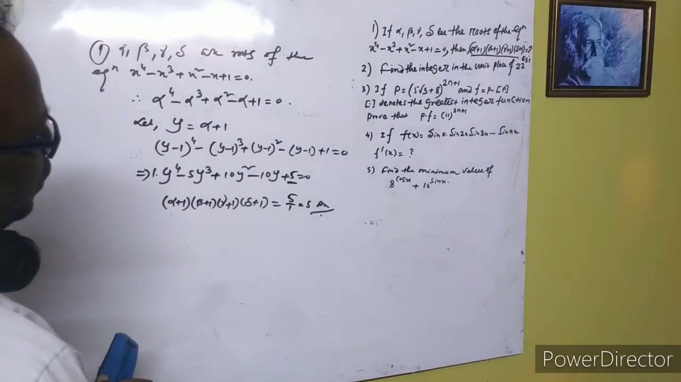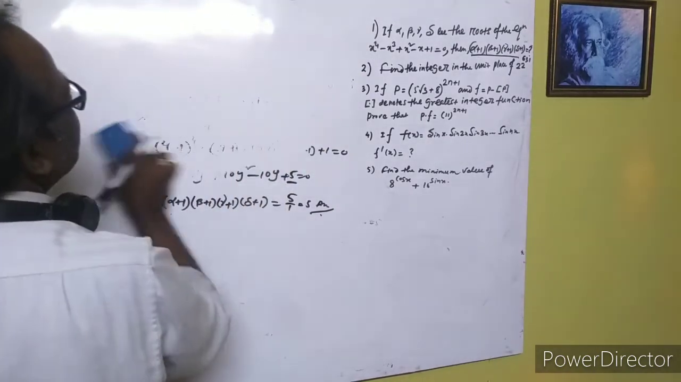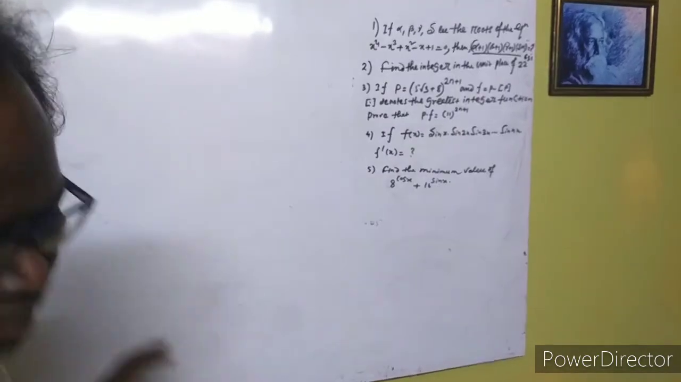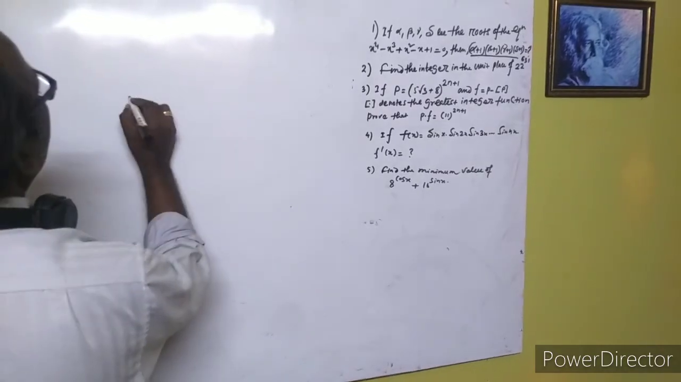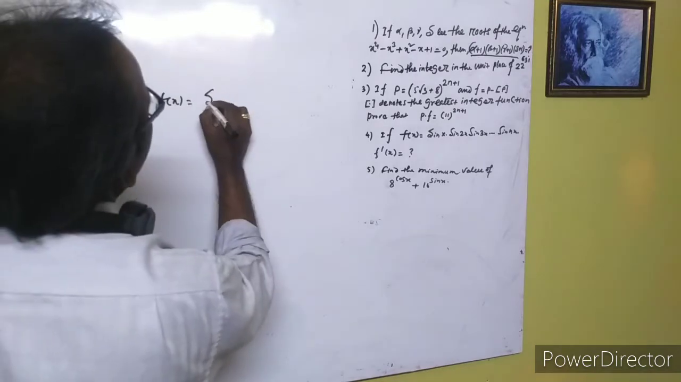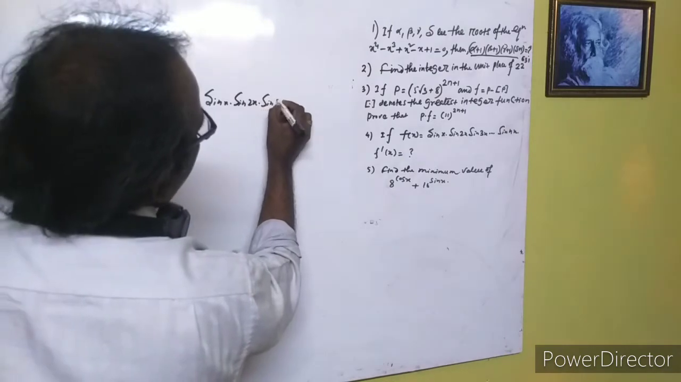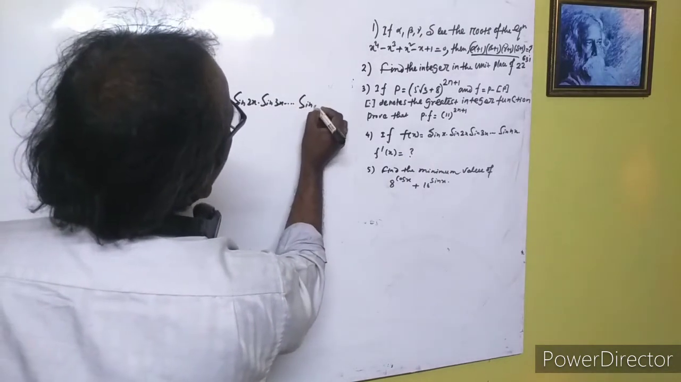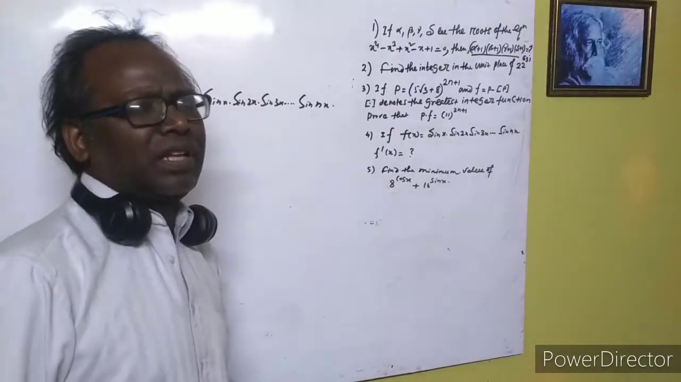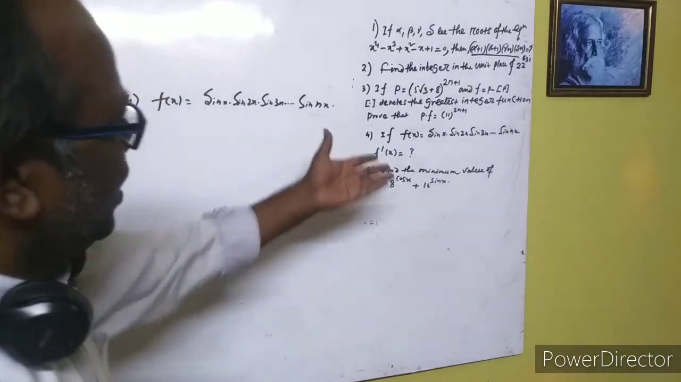Now follow question number 4. And that is a very easy question. You are given f of x equal to sin x, sin 2x, sin 3x, up to sin nx, and you have to find f dash. The answer is given in the form of a summation, so don't read it here.